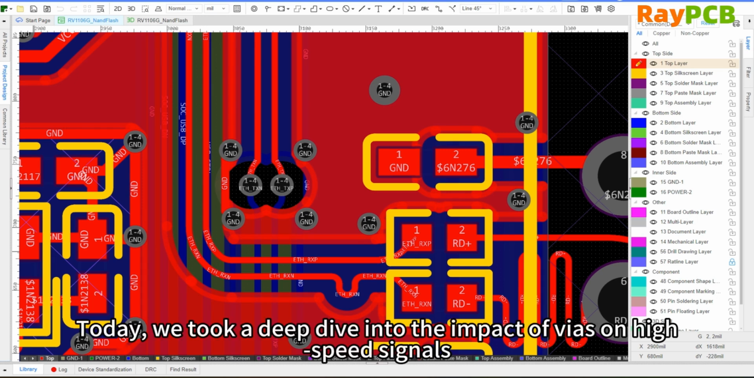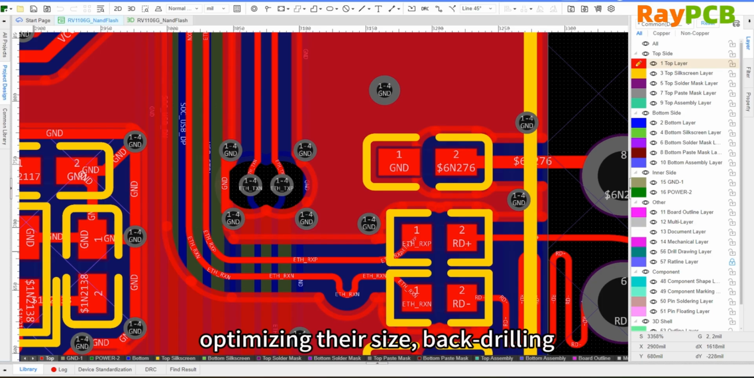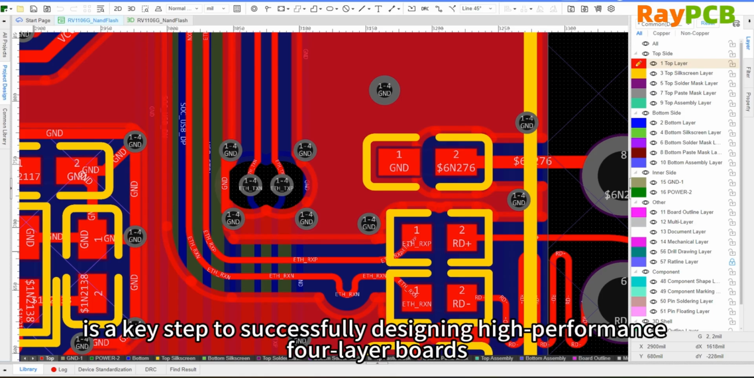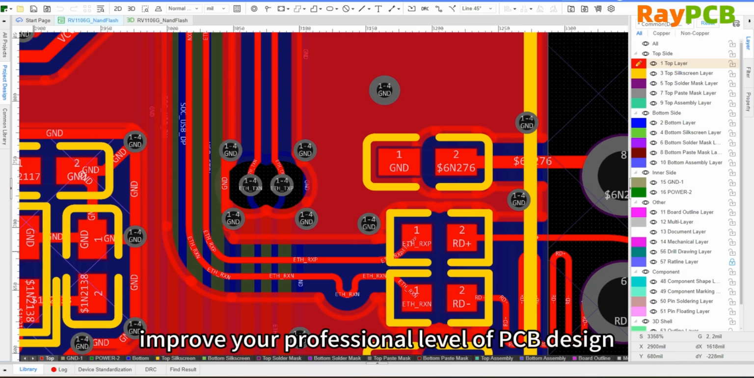Today we took an in-depth look at the impact of vias on high-speed signals and learned how to mitigate these issues by minimizing the number of vias, optimizing their size, improving return paths, and using ground shielding strategies. Mastering via optimization techniques is a key step to successfully designing high-performance multi-layer boards. I hope this content helps you enhance your professional level in PCB design.